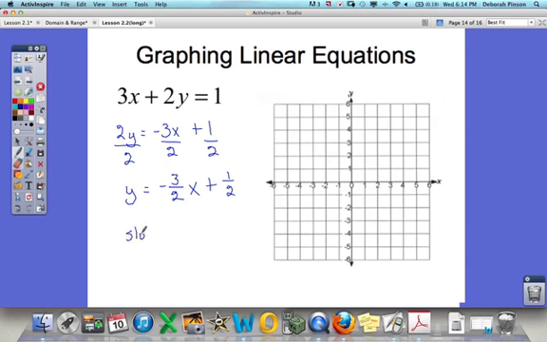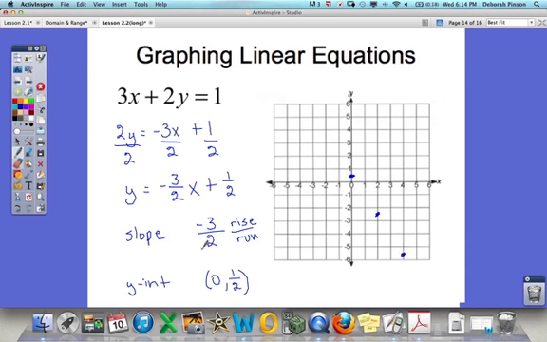So that means my slope is negative 3/2, and my y-intercept is 1/2. Remember, if you're naming it as a point, it'll be 0, 1/2. Okay, so let's graph this thing. So there's my 1/2. And then for my slope, I need to rise a negative 3, so go down 3, run 2. So 1, 2, 3 over 2.